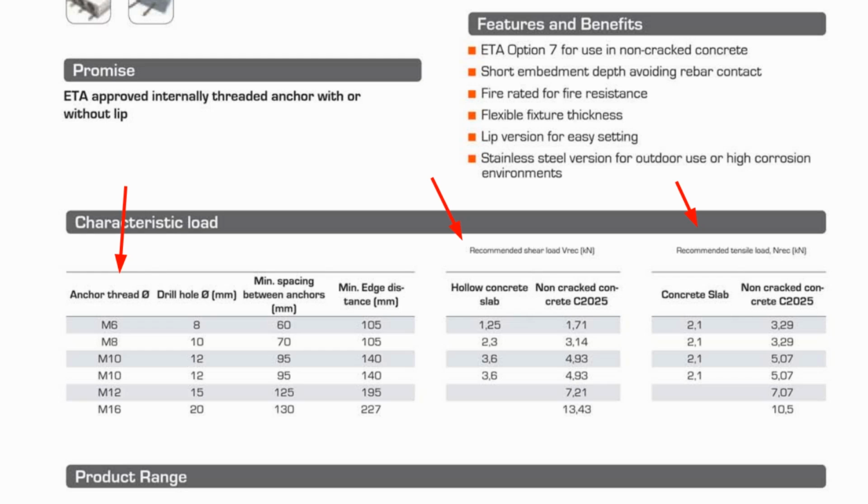For duct support, normally we use a minimum 10 millimeter rod size, and for it we will select the 10 millimeter anchor. For the 10 millimeter anchor, for hollow concrete slab we have the maximum recommended shear load value of 3.6 kilonewton, and for non-crack concrete slab the maximum recommended shear value is 4.93. If you need to convert it to kilogram, then you can divide by 9.81 and multiply by 1000. Then you will get the maximum recommended load for the 10 millimeter anchor equal to 502.548 kilogram.